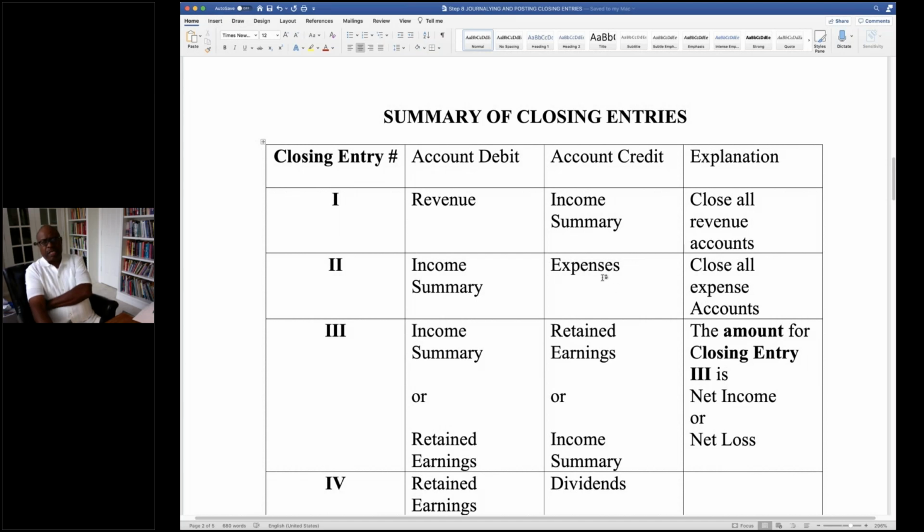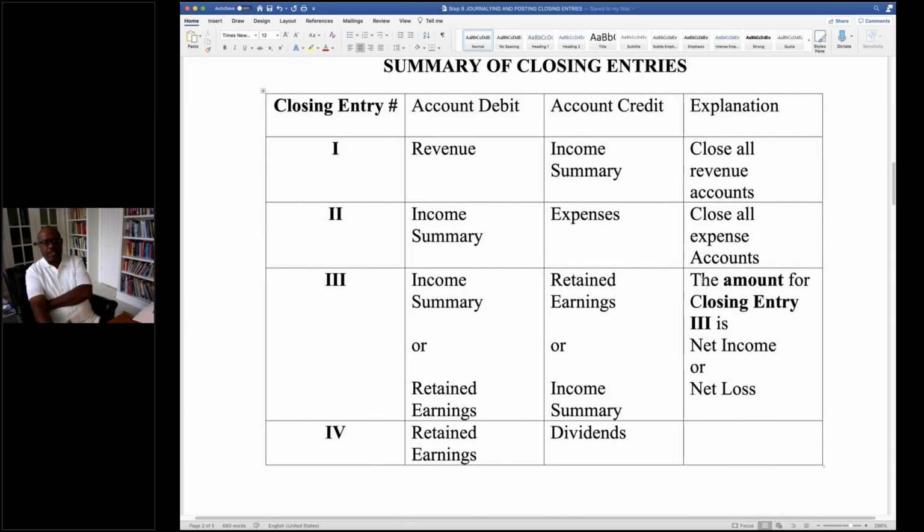Our second closing entry is closing out expenses. We're going to debit income summary and we're going to credit expenses, and we close all of them out. Our third closing entry is to close the net income or loss, if we have it, to retained earnings.